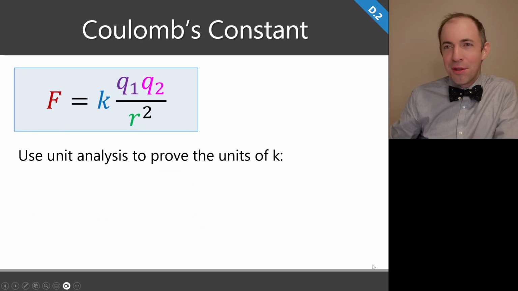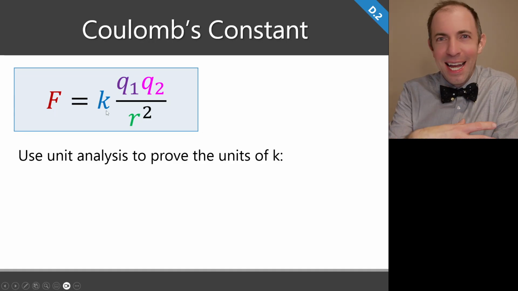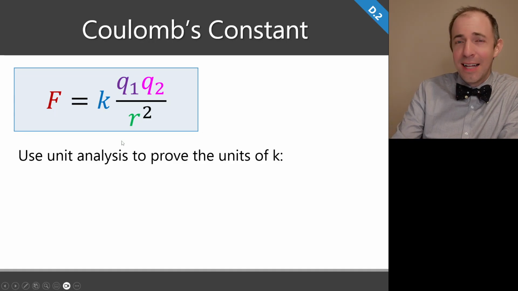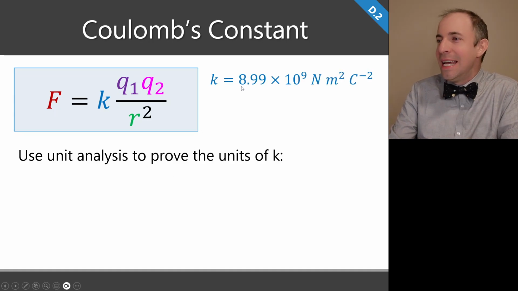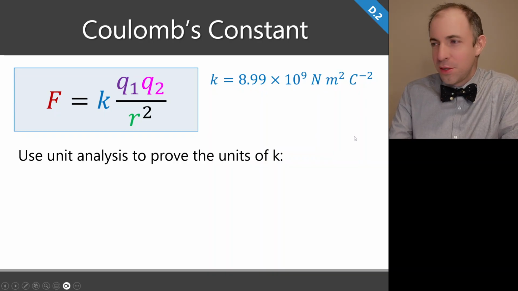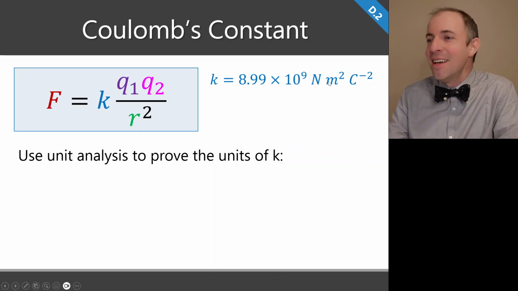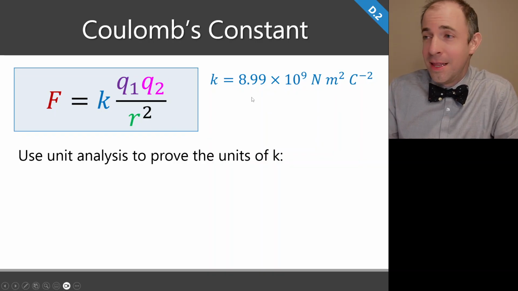Now, there are a couple other things that you'll notice here. There is a k in here. We didn't define k on the last slide. k is a constant. We call this Coulomb's constant. It is 8.99 times 10 to the ninth newtons times square meters divided by coulomb squared. Now, this is a crazy unit. It's not a unit that we typically see. So let's prove that this is the unit.